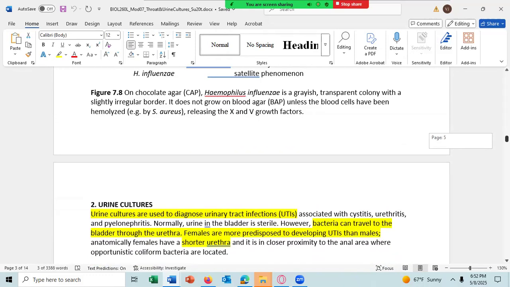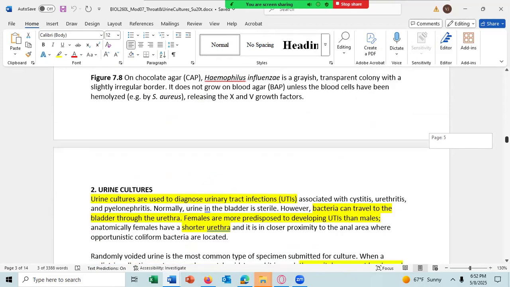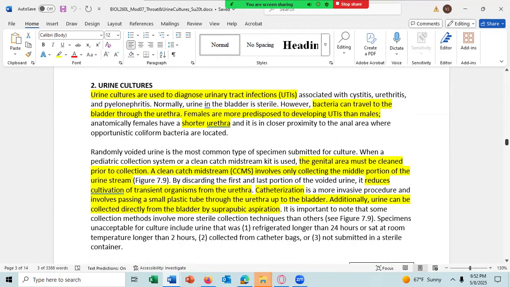All right, any questions about throat cultures? If not, let's talk about urine cultures. Urine cultures are used to diagnose urinary tract infections. Bacteria can travel up the urethra to the bladder. And then if not cured, it can even travel up from the bladder through the ureters, up to the kidneys. That doesn't usually happen, but it can happen where you get a very serious urinary tract infection that goes all the way up to the kidneys.